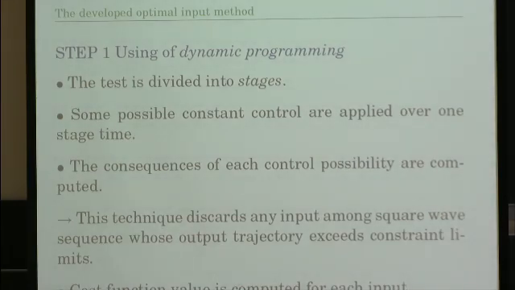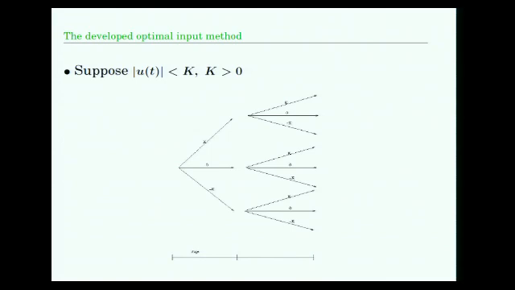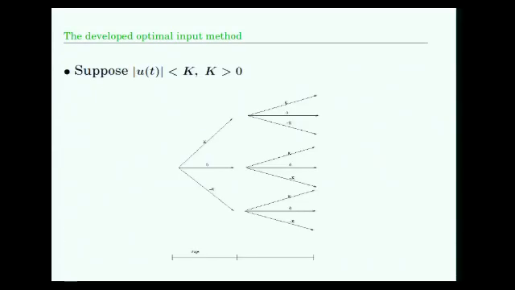Then the consequences of each control possibility are computed. Here, we compute the reconstruction of output. These outputs give an initial condition for the second step. Now, this technique discards any input among the square wave sequence whose output trajectory exceeds the constraint limits. And to finish, here we compute the cost function and we select the best input among these square wave inputs.